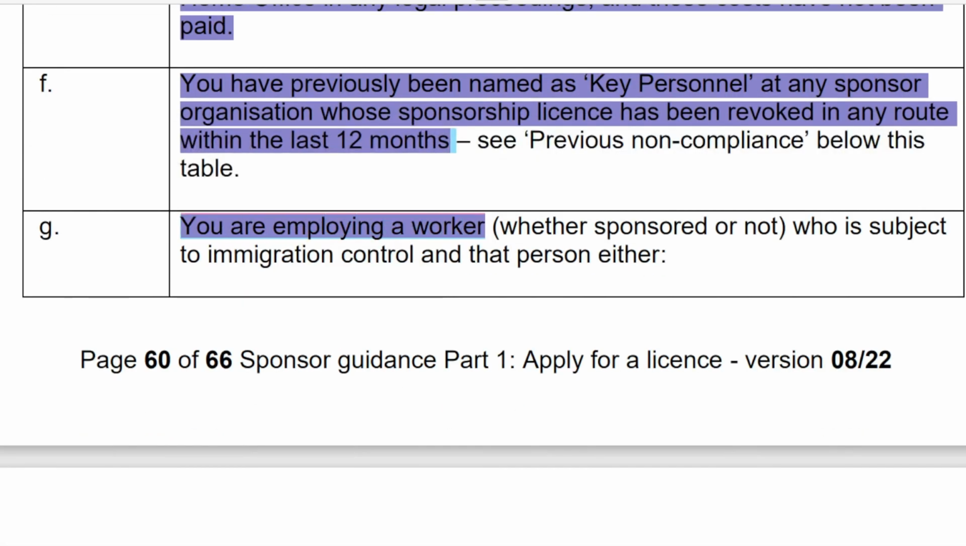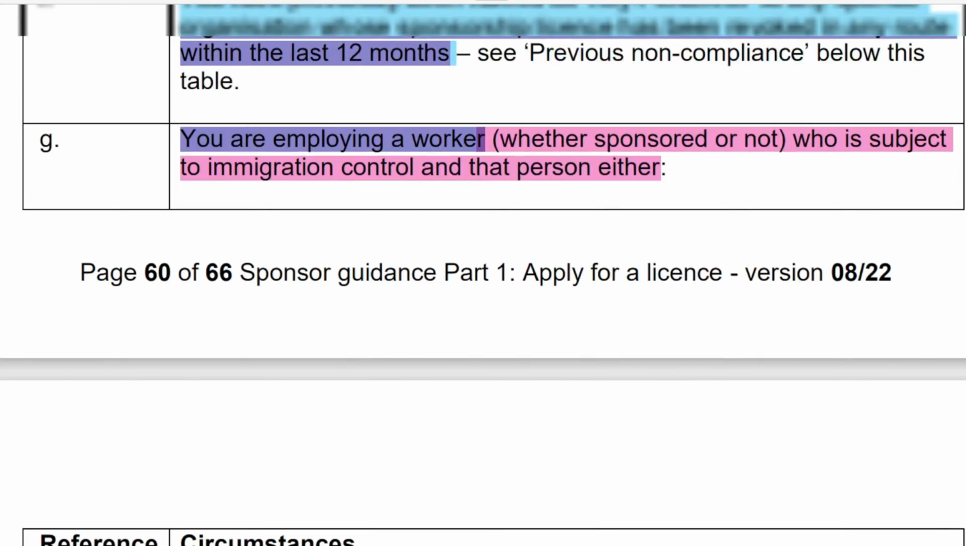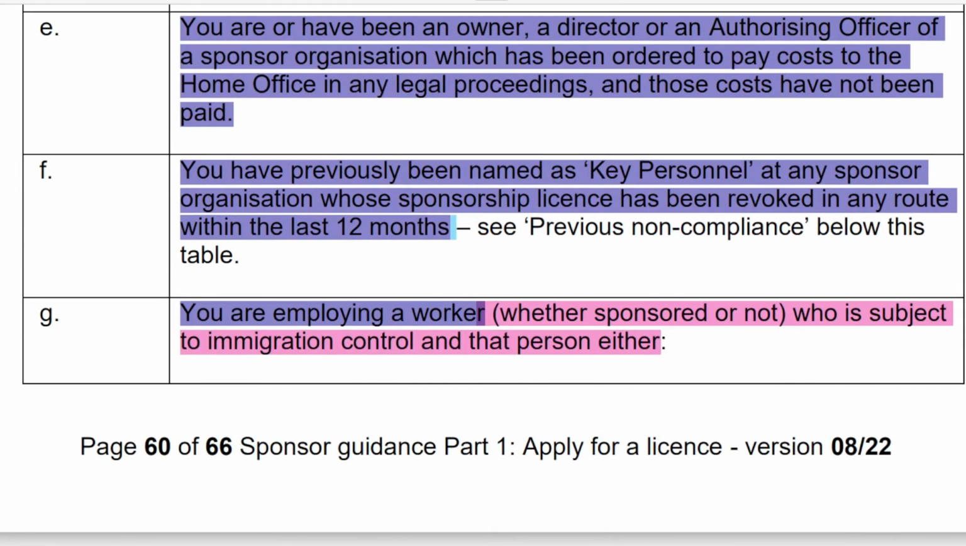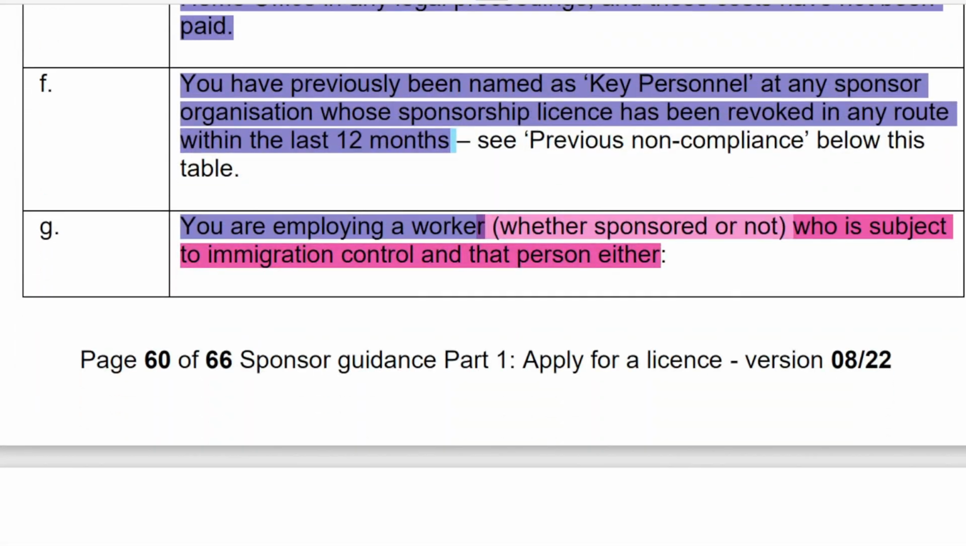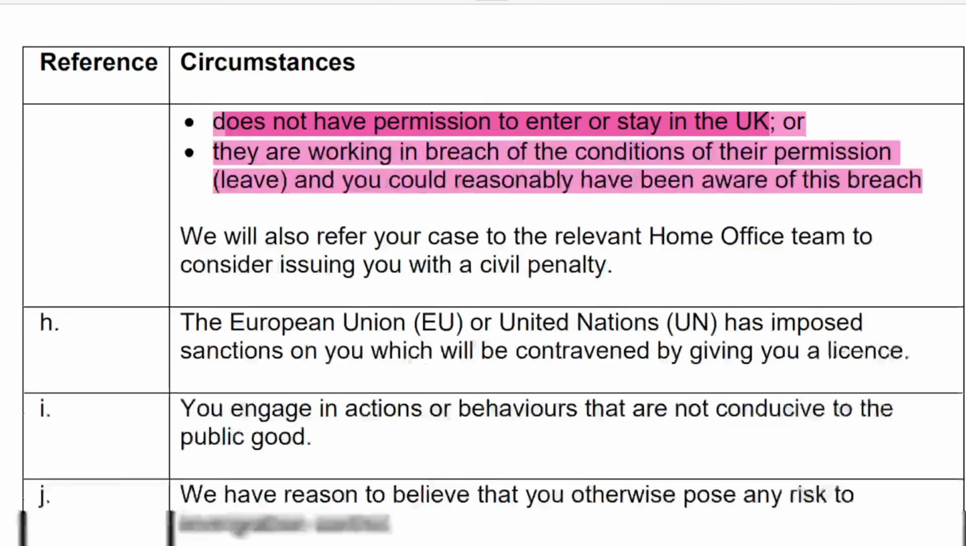You are employing a worker, whether sponsored or not, who is subject to immigration control, and that person either does not have permission to enter or stay in the UK, or is working in breach of the conditions of their permission, and you could reasonably have been aware of this breach, which is also very common. So, for example, you're employing someone who is subject to immigration control and who has breached the permission to stay in the UK or does not have permission to enter the UK. That's also one of the reasons.